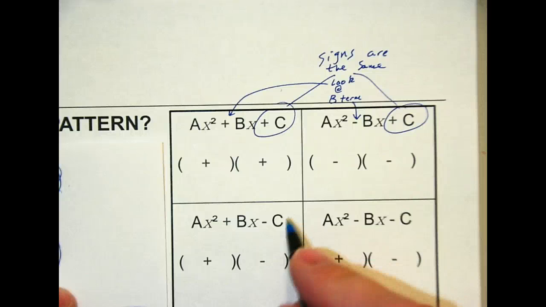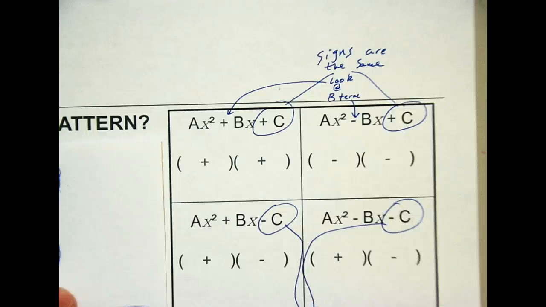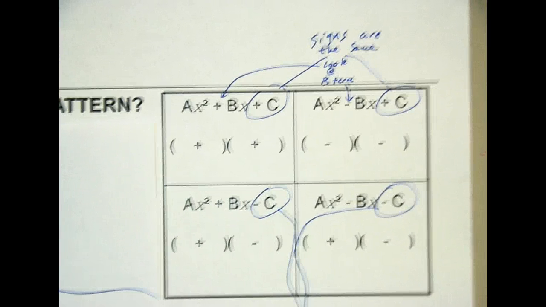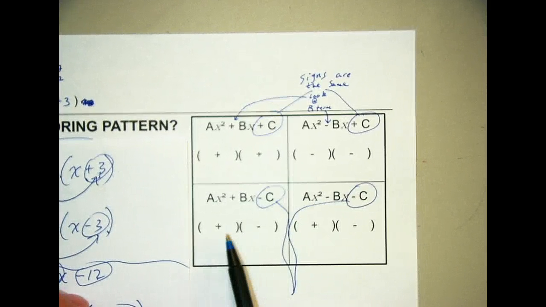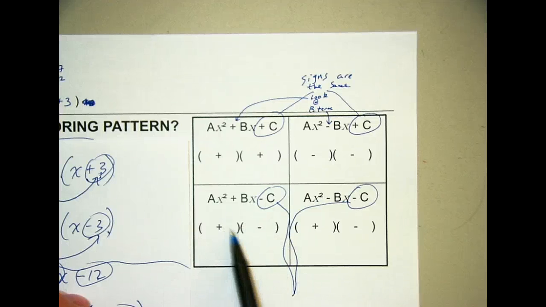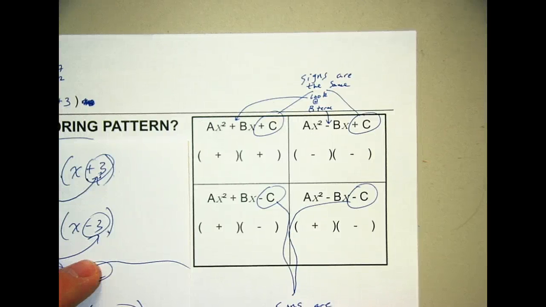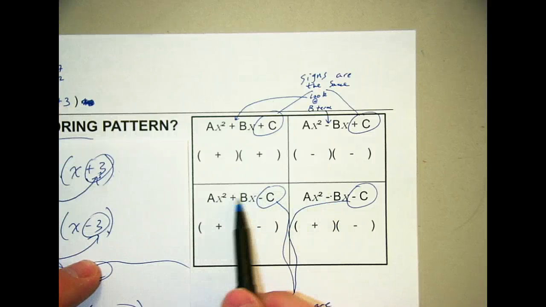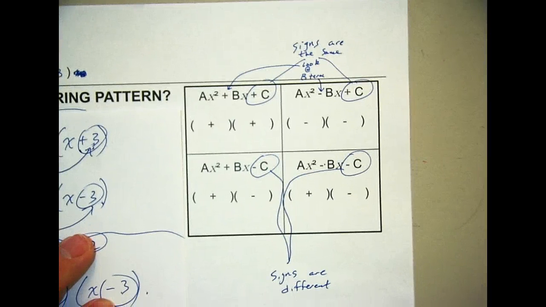Okay, if C is negative, what's that tell us? Trinity? Yeah, it means that one of them's negative, right? It means the signs are different. Okay, and you could either have a positive or a negative here. All right, if C is negative, the signs are different. If C is positive, signs are the same. Automatically, so we're studying the patterns here, okay?